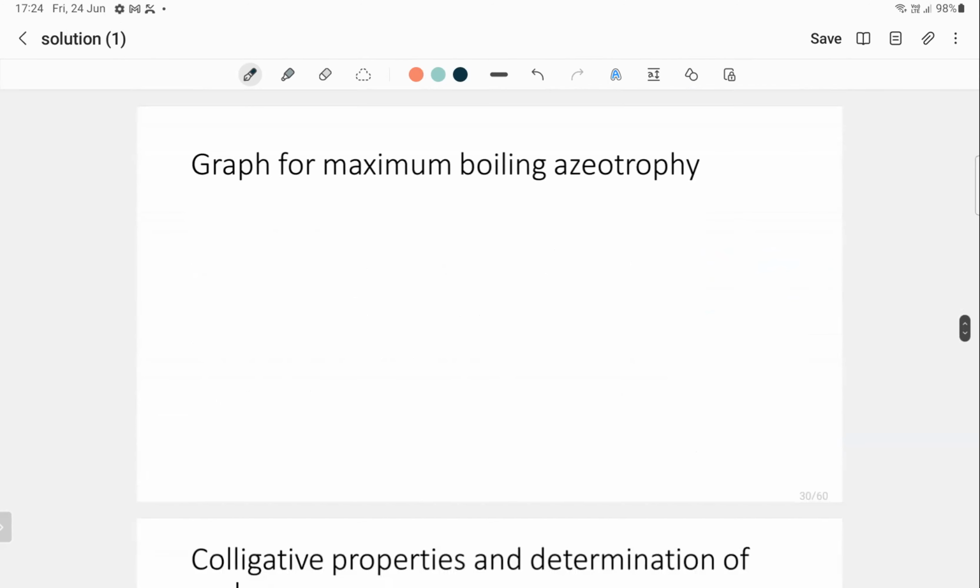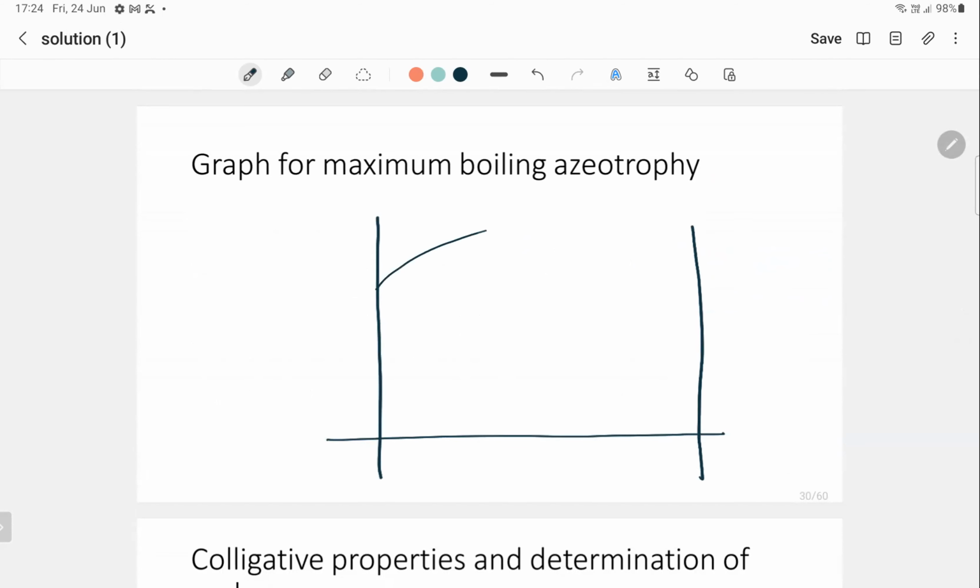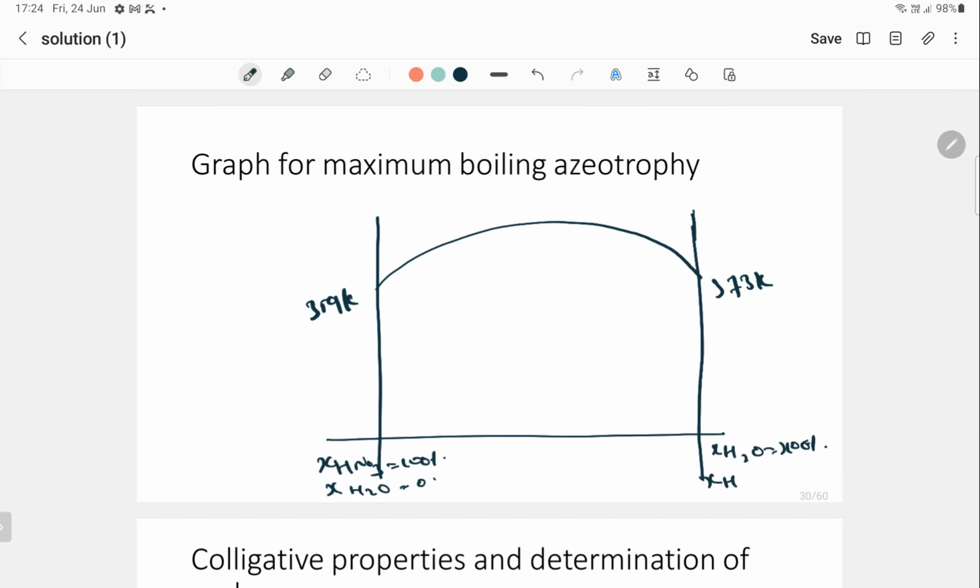So it will be like the similar one. Here I have taken, according to your book, HNO3 and H2O. Boiling point is 359, and here for water it's 373 Kelvin. XHNO3 and XH2O. Here it's 100%, here it's 0%. XH2O 100%, XHNO3 0%.